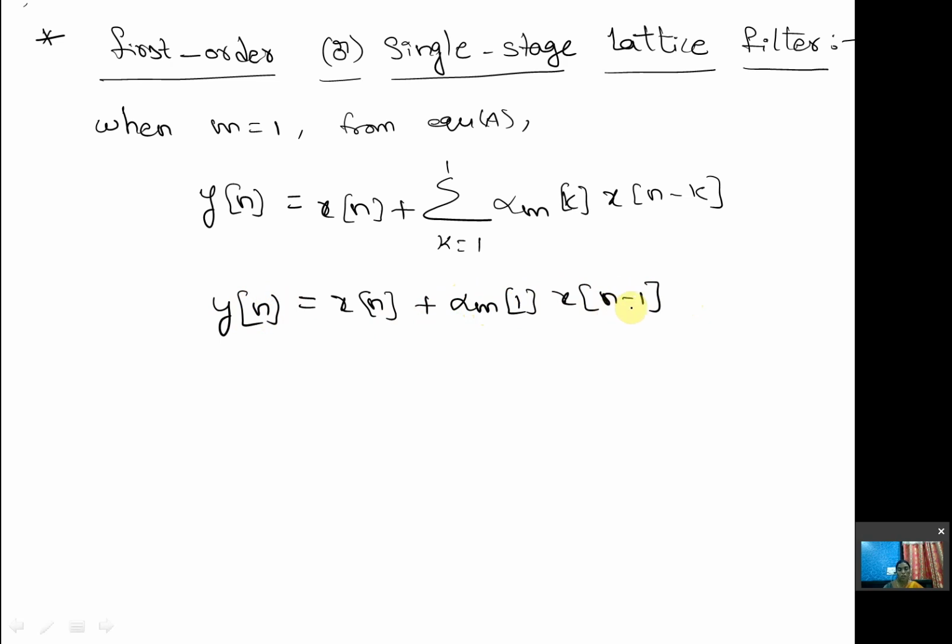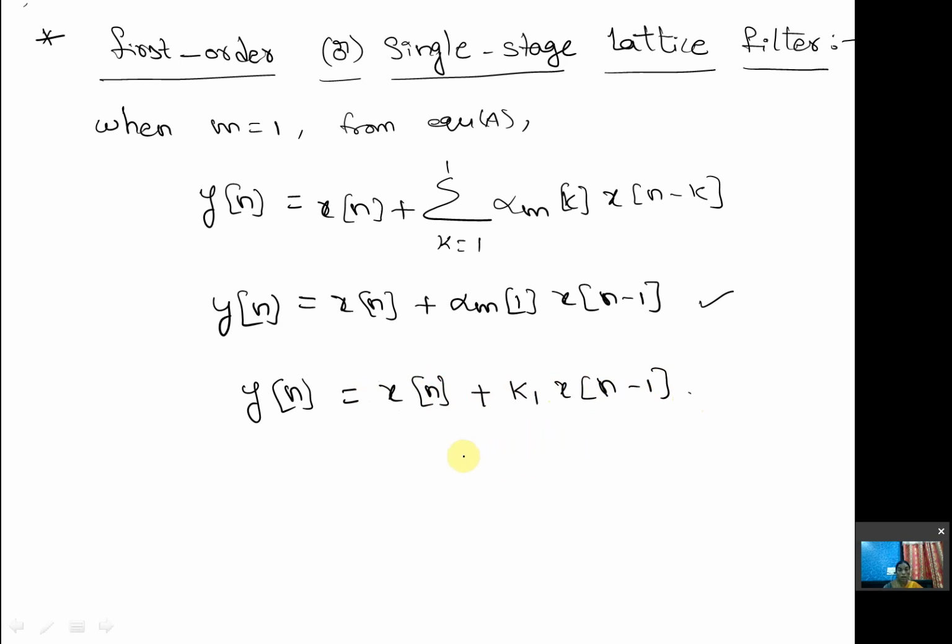If you have a first order difference here, then that is a first order filter. If you have a second order difference, that means x of n minus 2 like that, that is a second order filter, of course. This is nothing but a first order filter or single stage lattice filter. So now consider this equation as y of n is equal to x of n plus k1 x of n minus 1.